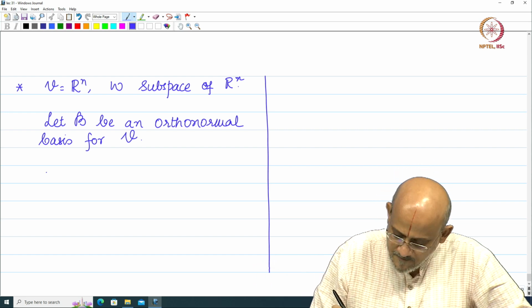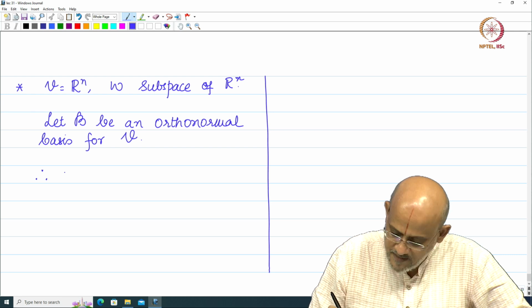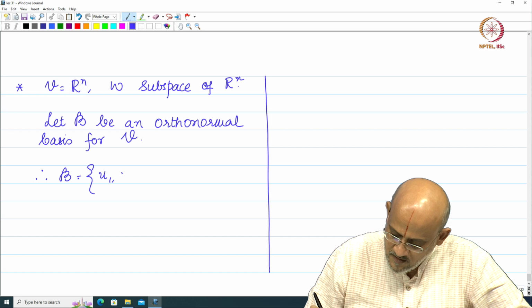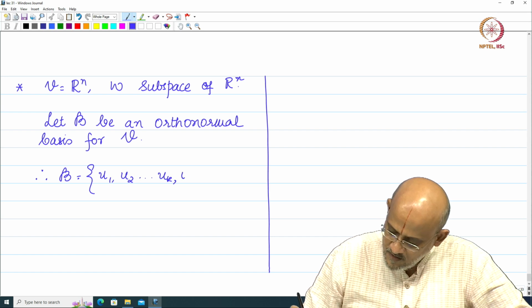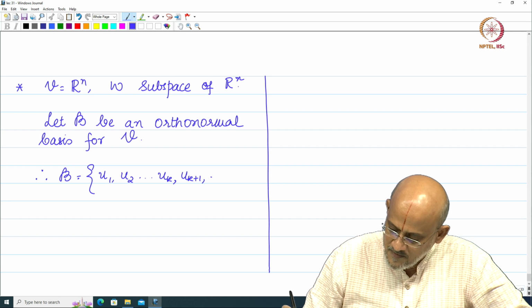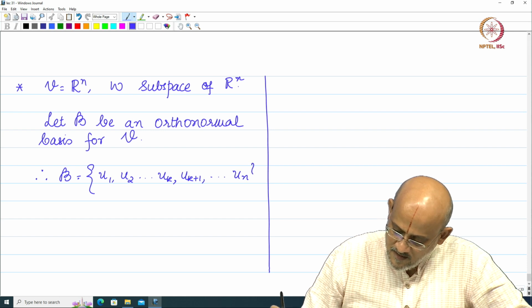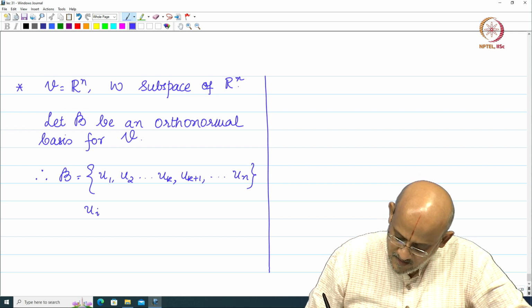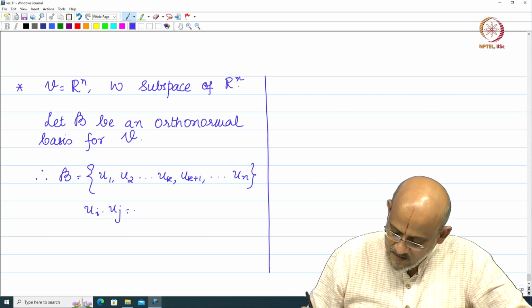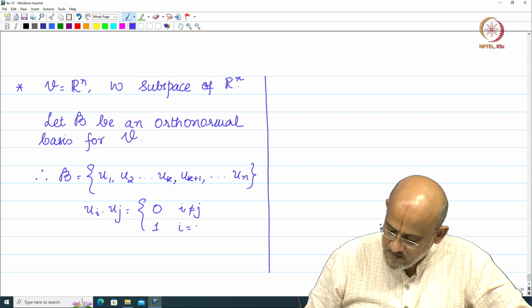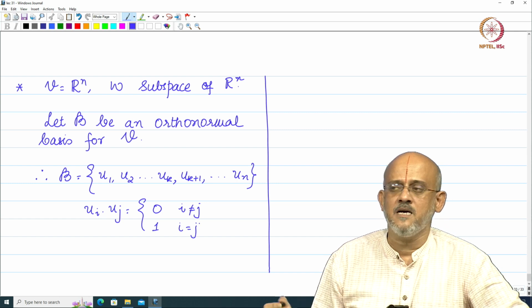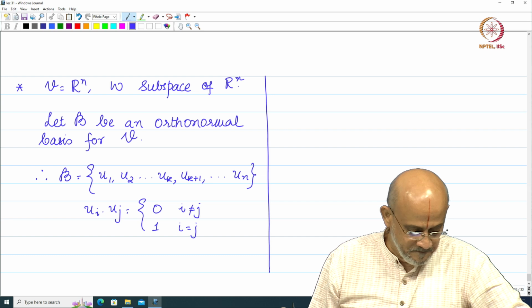Therefore, let us assume that the basis B has vectors u1, u2, etc. uk, uk plus 1, etc. un. So what does this mean? We will say ui dot uj is equal to 0 if i is not equal to j, and equal to 1 if i is equal to j. This captures our orthonormality, right.